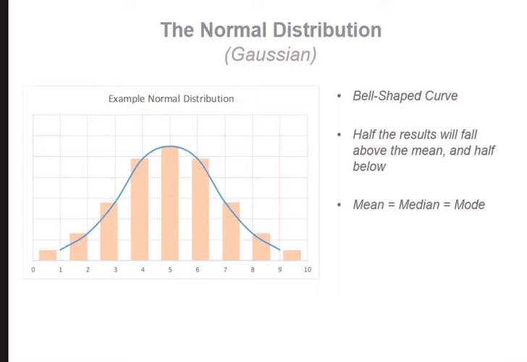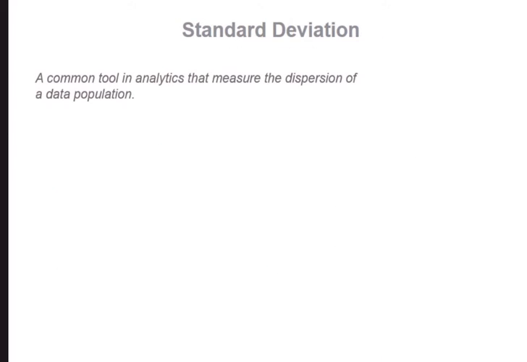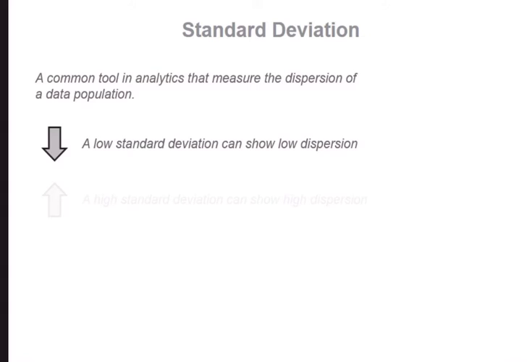The normal distribution plays part in one of the most common and famous parts of statistical analysis, standard deviation. The standard deviation is a common tool used in analytics that measures the dispersion of a data population. When looking at the actual number that represents the standard deviation, a low standard deviation can show us the numbers are not very dispersed and will hover closer to the mean. A high standard deviation can show that our data is very dispersed and will be more spread out away from the mean. In essence, the standard deviation is a measurement of how spread out the data is.